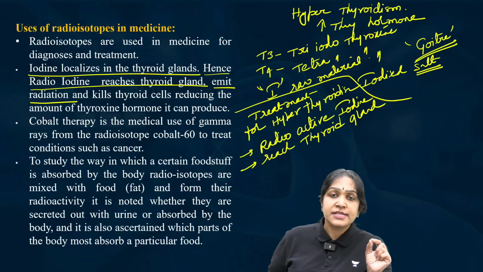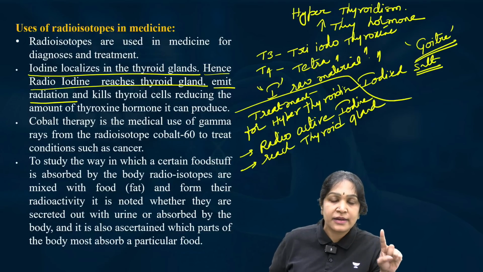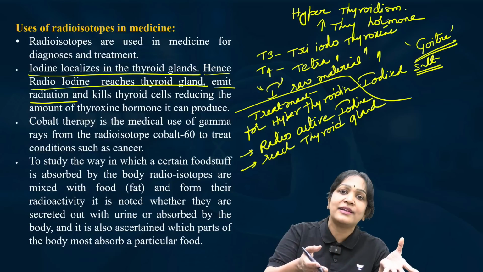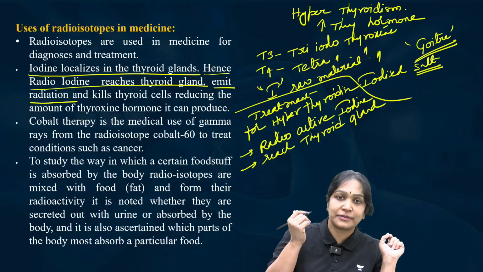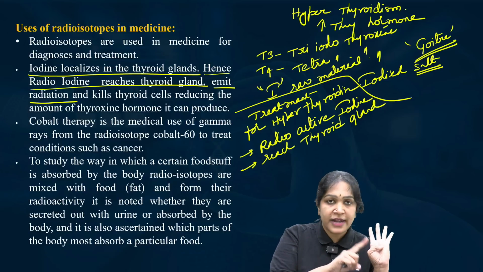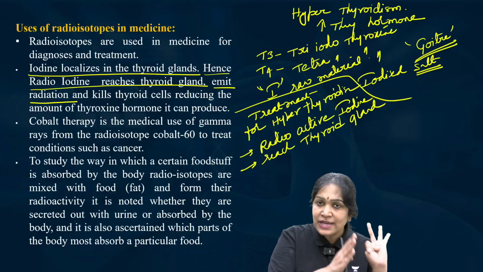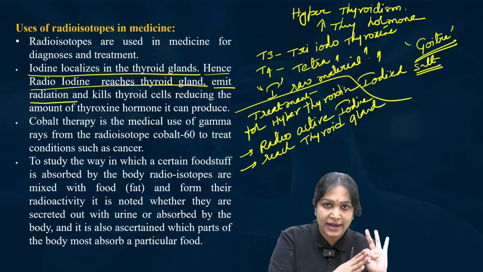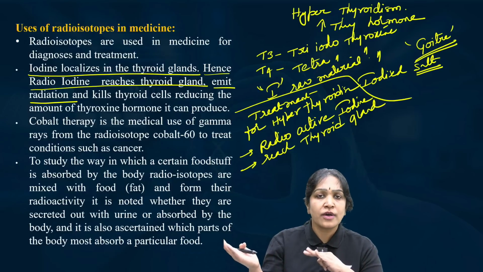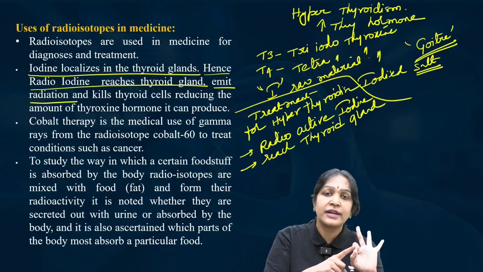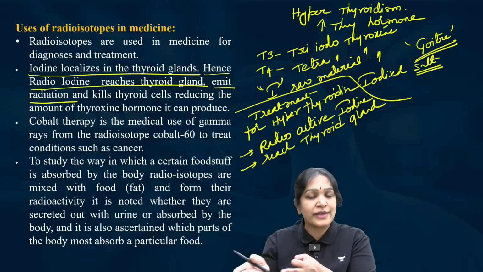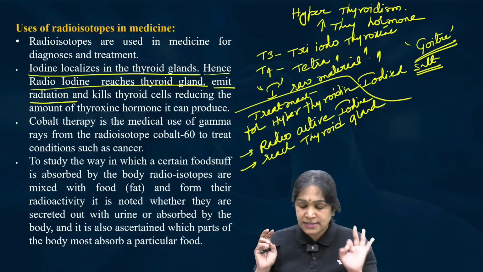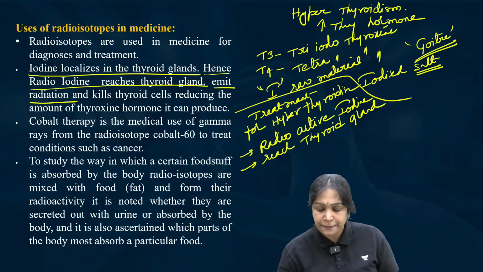Why does the iodine reach exclusively the thyroid gland? Because we need iodine in thyroid gland only. The destination for iodine is the thyroid gland. So, when we give radioactive iodine, it will specially reach the thyroid gland. It may also reach some other organs, but most of it goes to thyroid gland because this is where our body uses it. That is its destination.